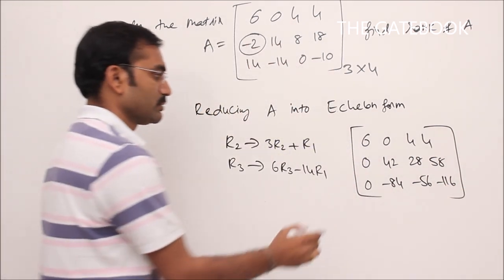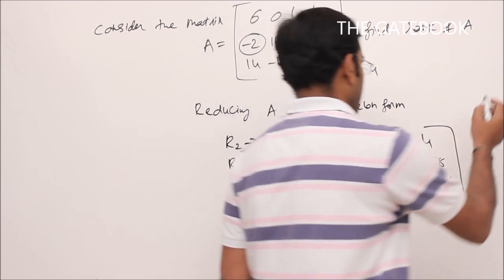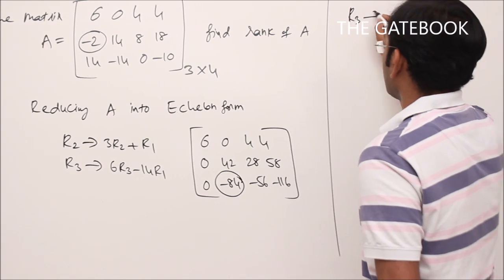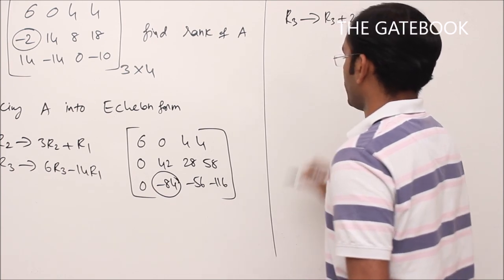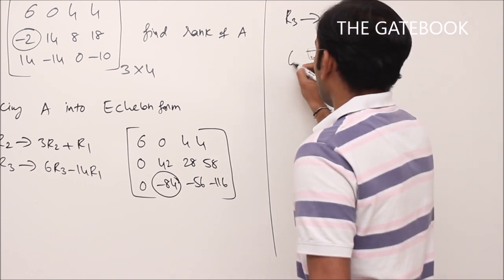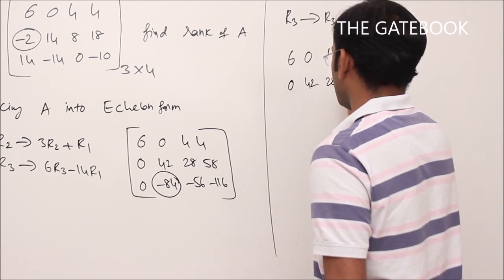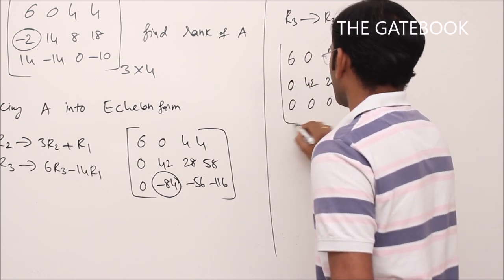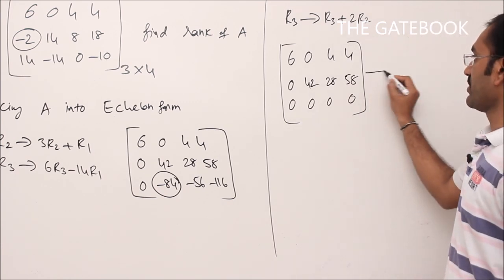Now this is not in echelon form. To get echelon form, we have to make this element also 0. So applying this operation, in place of R3, replace R3 with R3 plus 2R2, so that we can make this element 0. Applying that operation, we get 6 0 4 4, 0 42 28 58, 0 0 0 0. Now this is in echelon form.